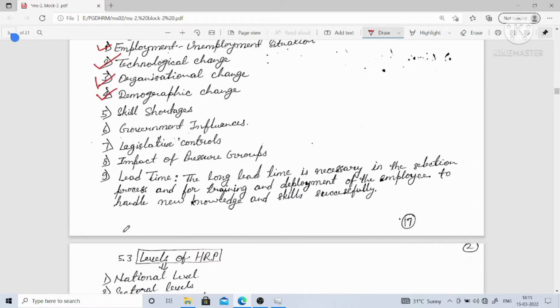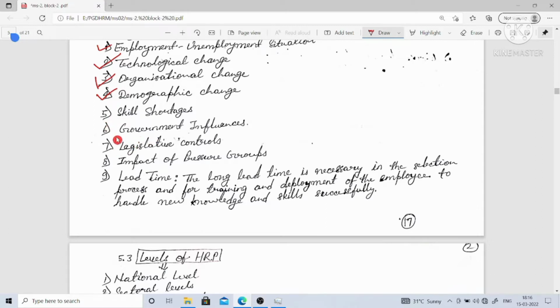Skills shortage. It may be possible that employees do not have a sufficient level of the skills which are required for the job. So in this case, there may be a shortage of skill. The human resource planner should keep in mind what kind of skills are required at any particular moment of time for performing the job.